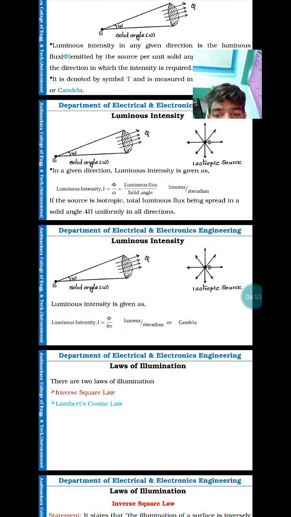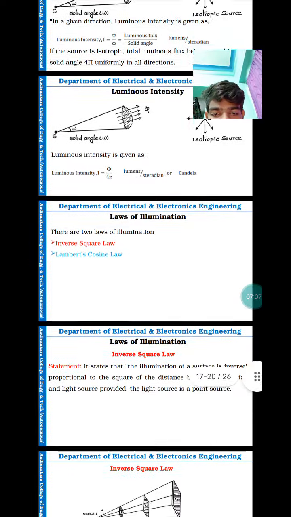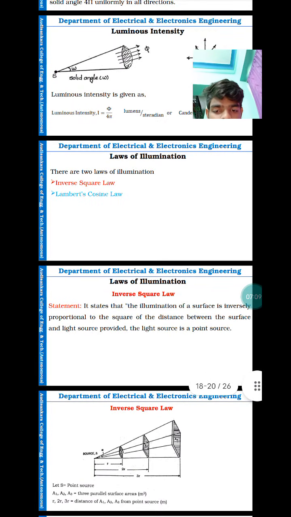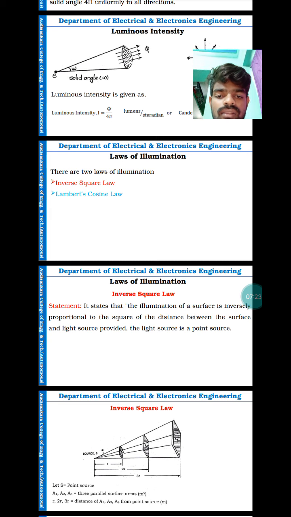Laws of illumination. Here the laws of illumination consist of two laws: the inverse square law and Lambert's cosine law. First we are going to study the inverse square law. The statement for the inverse square law: it states that the illumination of a surface is inversely proportional to the square of the distance between the surface and the light source, provided the light source is a point source.